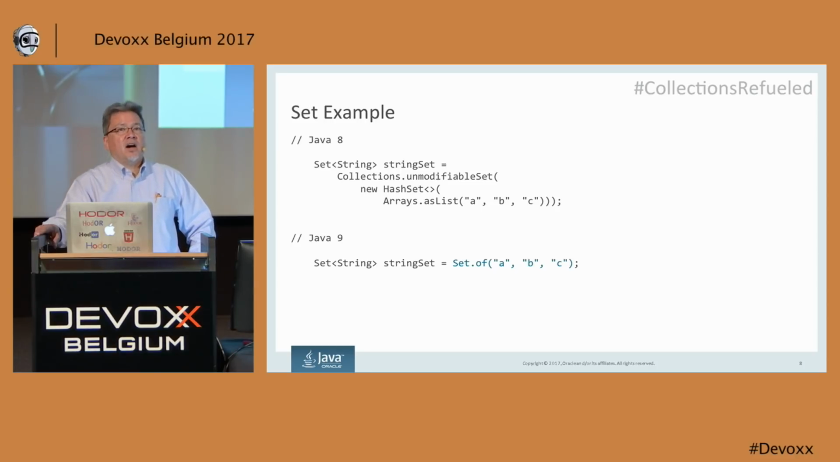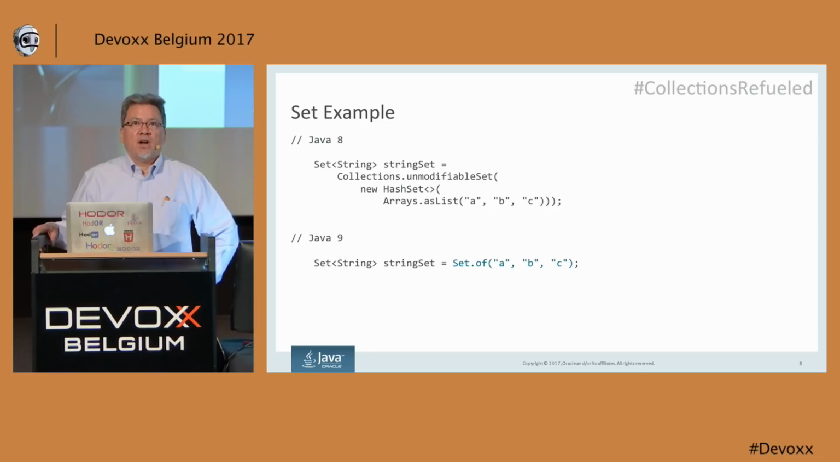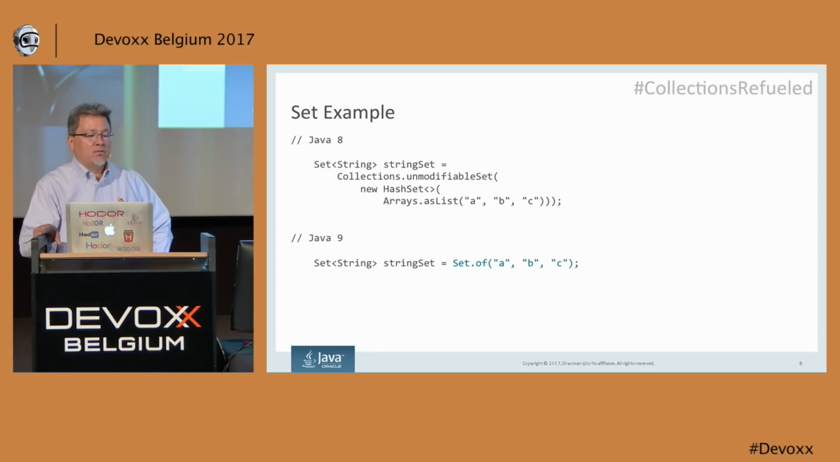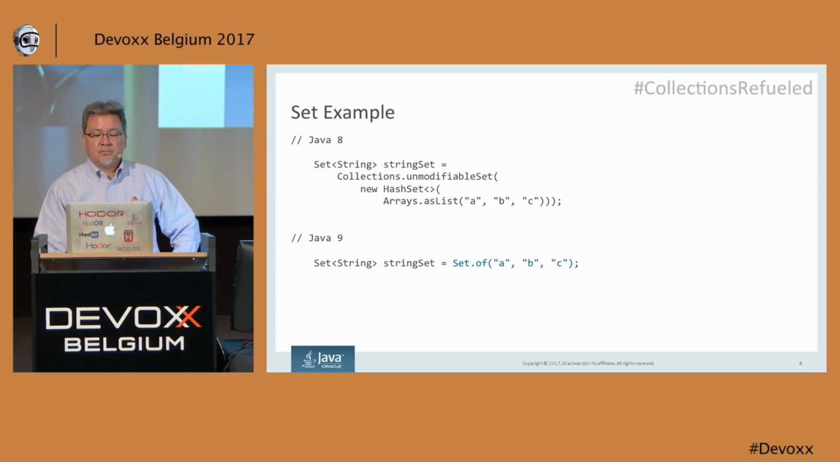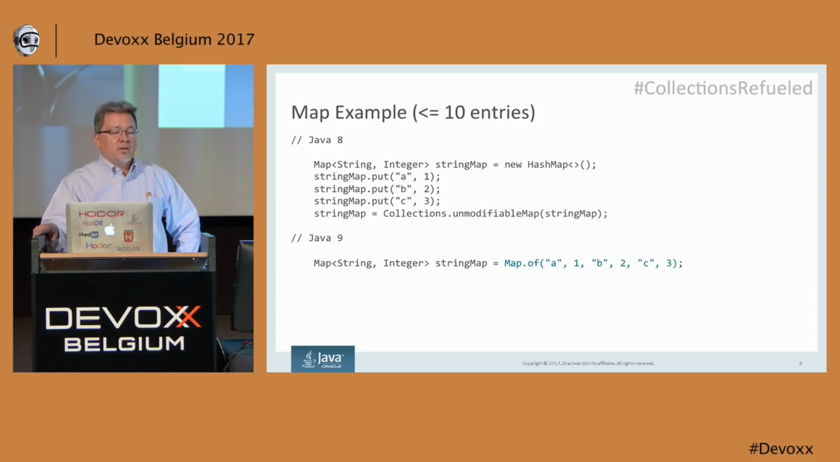But then what you had to do is copy that into a hash set, and then what you had to do after that is wrap an unmodifiable wrapper around it. And so now in Java 9, you simply say Set.of(a, b, c). It becomes much simpler.